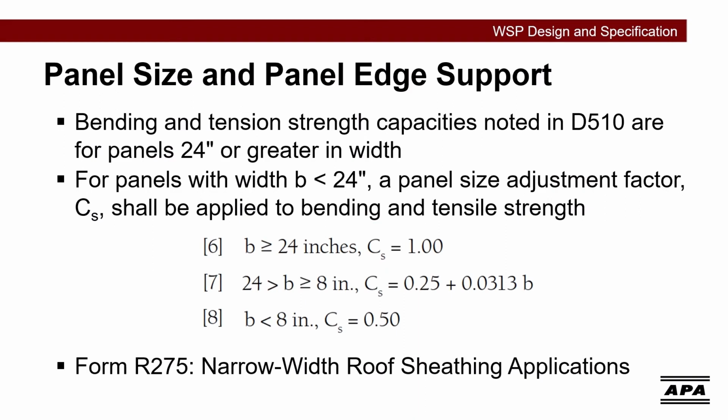For roof sheathing applications, additional panel edge support is recommended when panel widths are less than 24 inches. Specific recommendations are in an APA technical note, Panel Edge Support for Narrow Width Roof Sheathing Applications, Form R275.